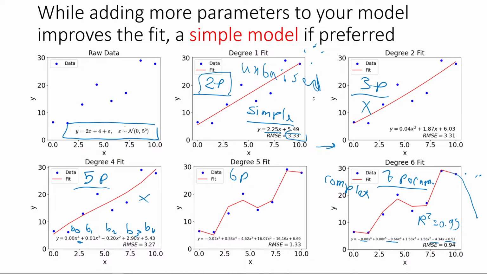this one will be biased, this one will be biased, this one would be biased, this would be the most biased one, and this would be the least biased one, and this one would be less biased than this one. So the linear model would be less biased than this one.